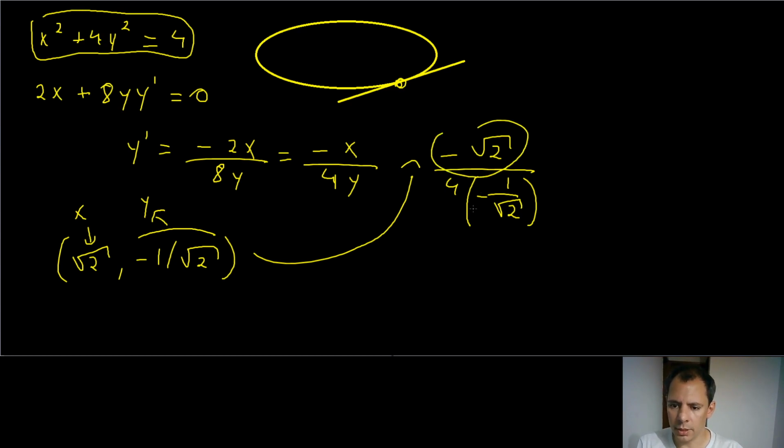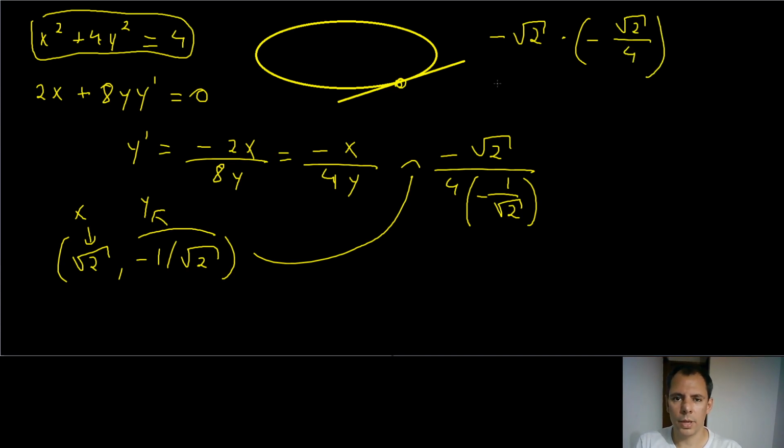Okay, this is the numerator and this is the denominator. Let's do this here. Minus square root of 2 times, you invert the second one, okay? So it's going to be times minus square root of 2 divided by 4. Because remember, when you have fraction division, a divided by b, divided by c divided by d, how do you do this? You do a divided by b times d divided by c.